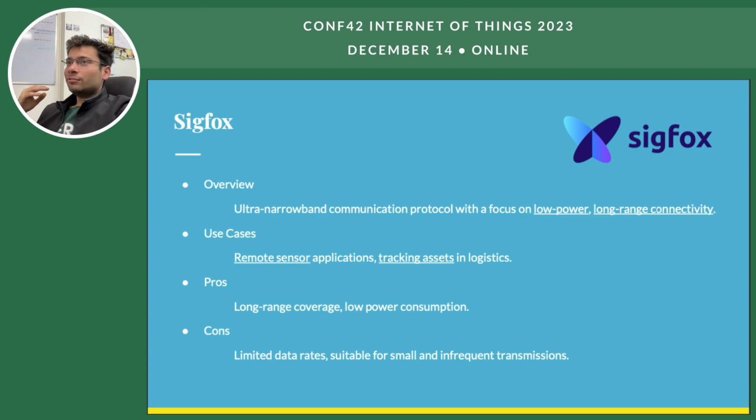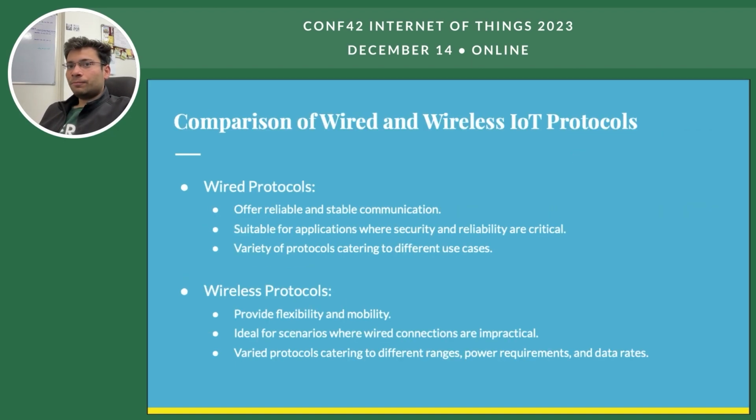So if you have an application where things are moving on a ship and you want to send some data to your server, you can use the LoRaWAN protocol to send that information from that ship to the satellite, and that satellite will relay the information to your servers. So in wireless protocols, many new things are happening.